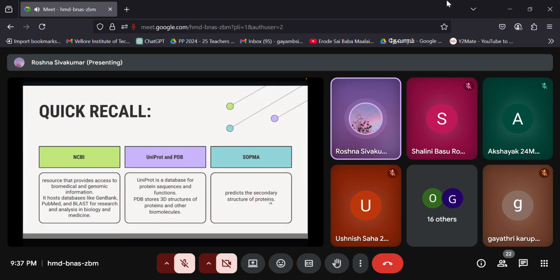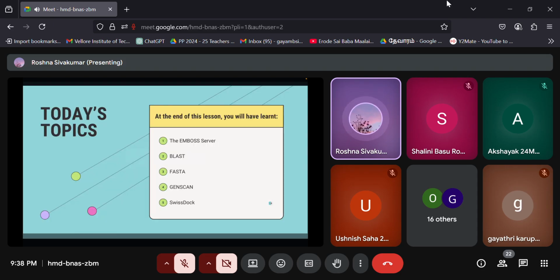Okay, so quickly, this is just a small recap of what happened in the last session. You guys learned about NCBI, UniProt, PDB, and SOPMA, if I'm not wrong. NCBI, again, this is just a general revision because whatever we're going to do today will also be using things from this. NCBI hosts databases like GenBank, PubMed, and BLAST. We'll be going into BLAST today. And UniProt and PDB are protein databases, and SOPMA is for secondary structure. This is something that you all are familiar with.